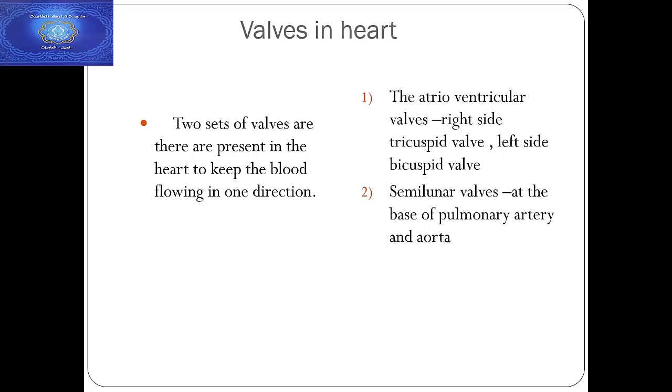So what are the 2 valves? The atrioventricular valves and semilunar valves. The atrioventricular valves are again named differently. One is the tricuspid valve that we can see on the right side and the bicuspid valve on the left side. Semilunar valves have no other name, it is the same.